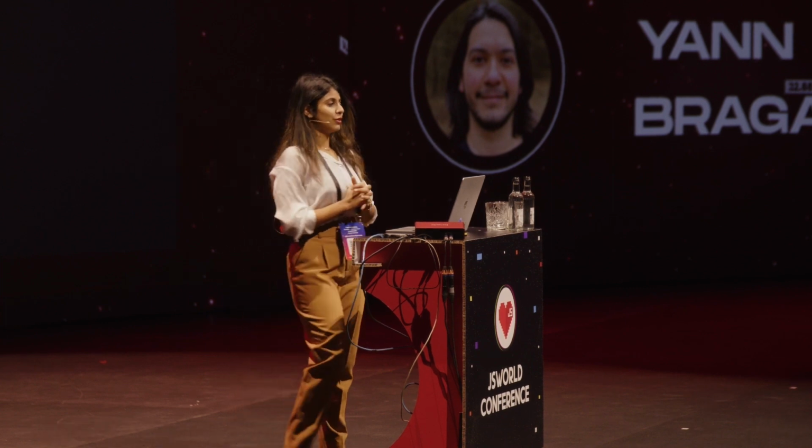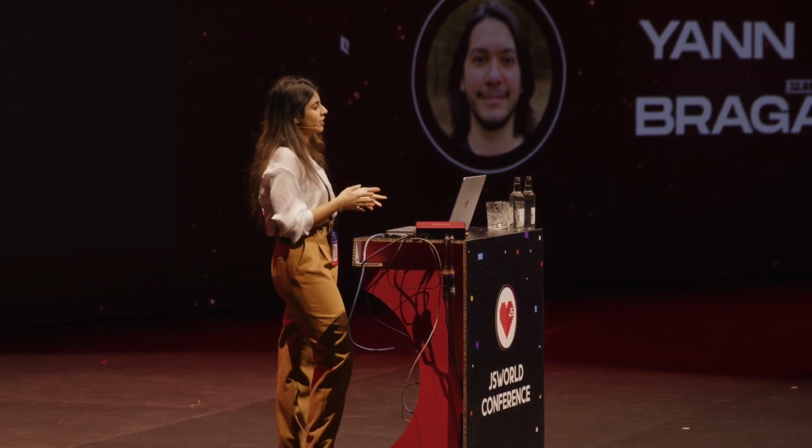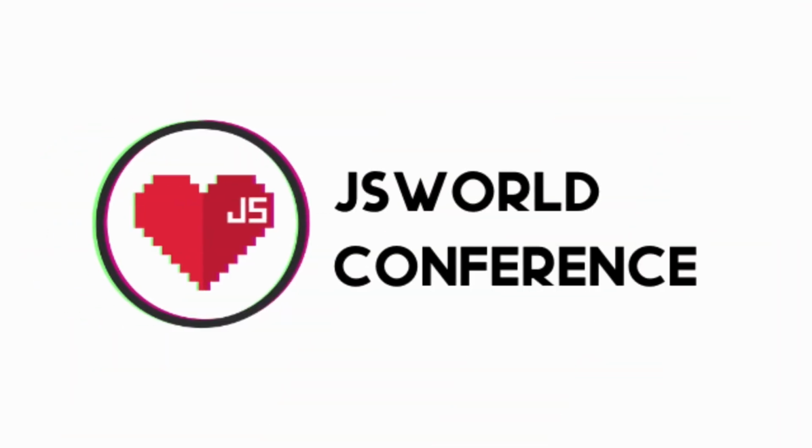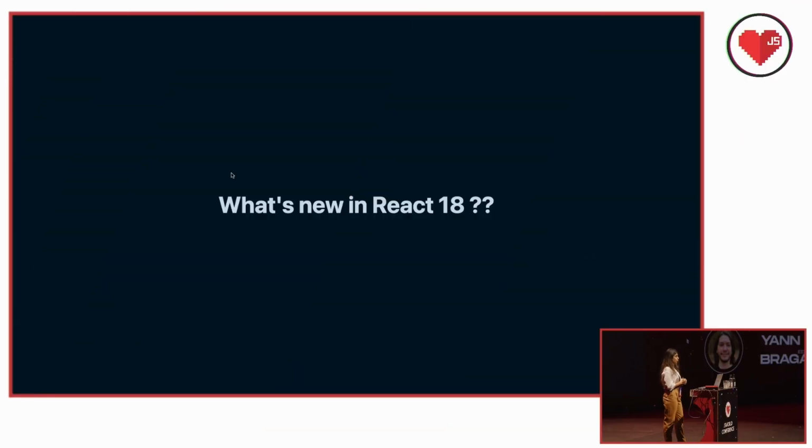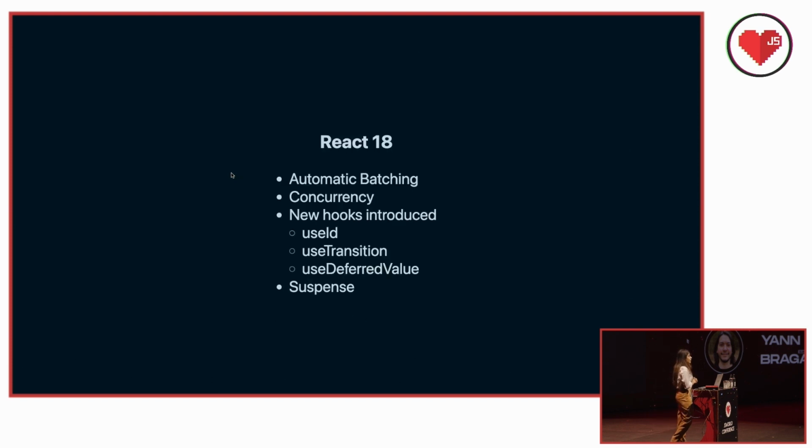So what I'm going to talk to you today is about the new features in React 18. React 18 was launched in March 2022 with the major focus on performance benefits. Today, I will cover almost all the new features, including automatic batching, concurrency, which is one of the breaking changes in this version. Then I will go over the new hooks introduced, including useId, useTransition, and useDeferredValue. Then I'll talk about Suspense, what is Suspense in general, and what are the changes in this version.